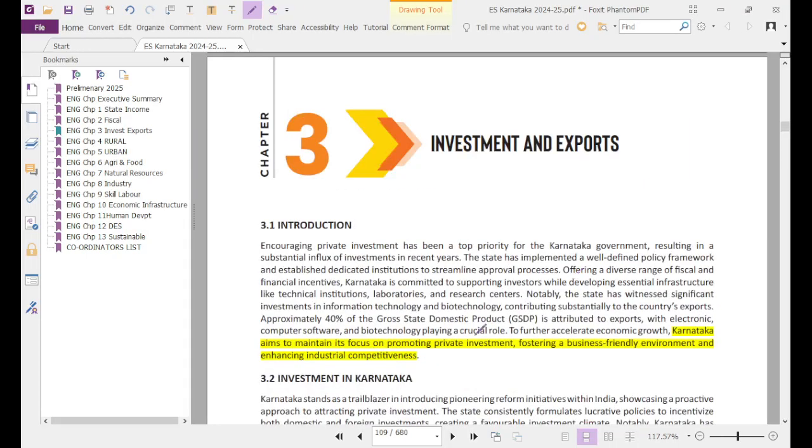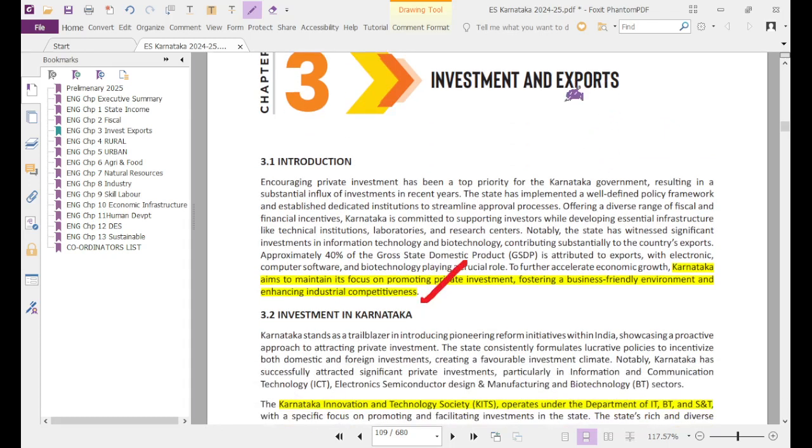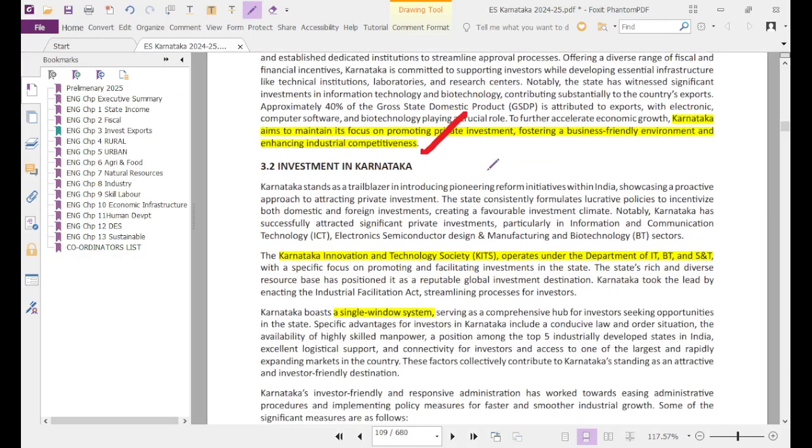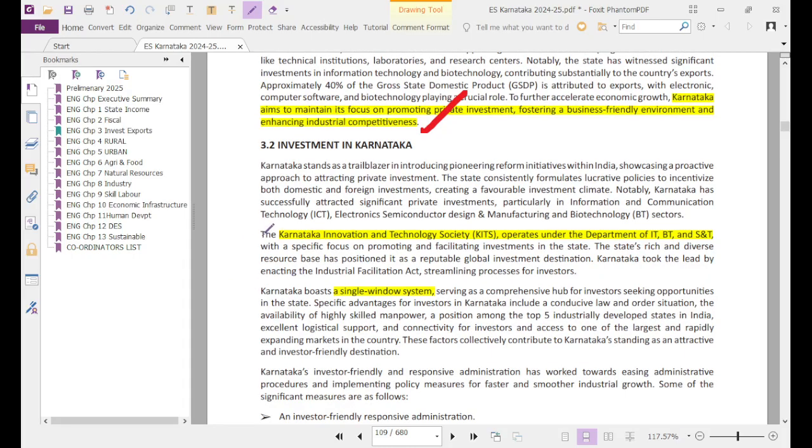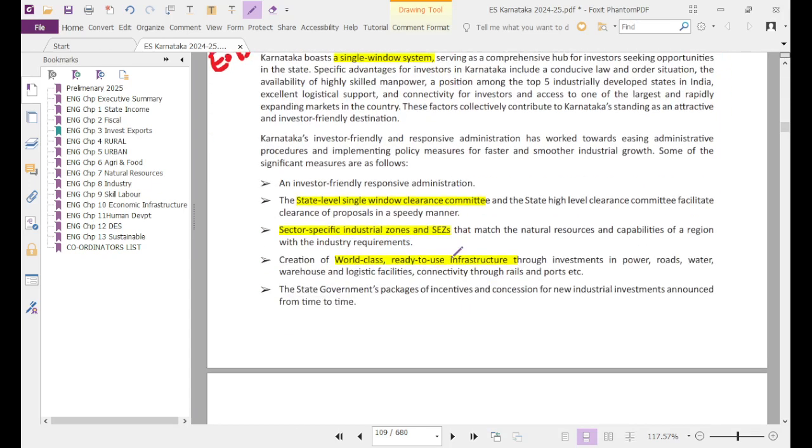With respect to investment and exports, Karnataka is doing very well. We discussed it. Can you tell me what percentage share of exports Karnataka has in India's GDP? And as far as investment is concerned, Karnataka attracts the highest investment. Various Karnataka innovation and technology societies are being formed in this domain, which helps in ease of doing business. Single window clearance systems and various other measures are taken to create world class, ready to use infrastructure. Sector wise zones, like various industry wise zones and SEZs, are being created, along with an investor friendly, responsive administration. All that is undertaken.